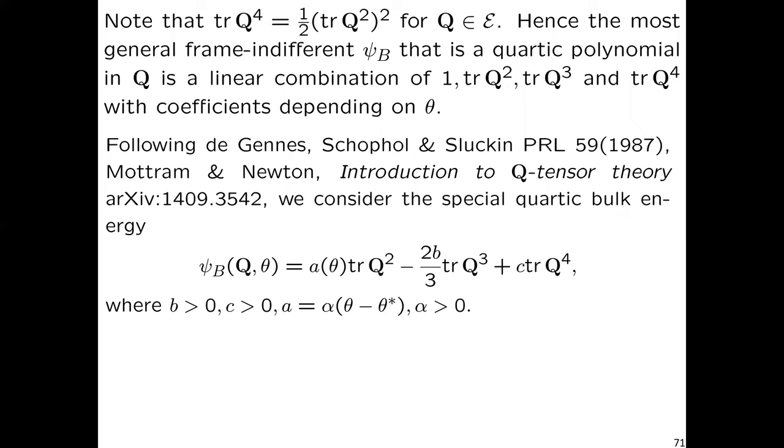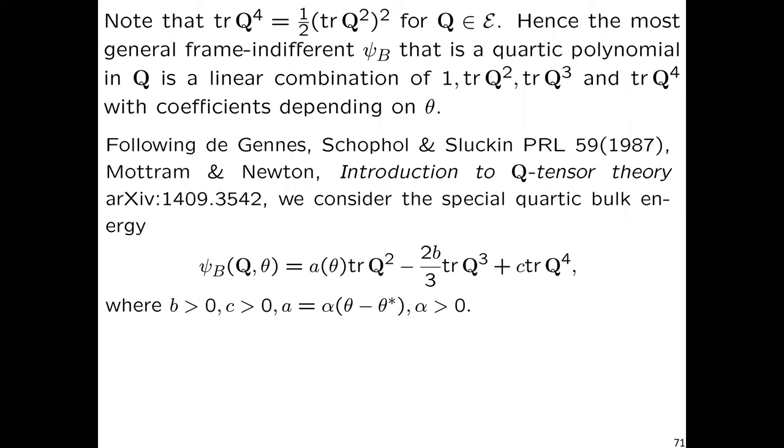It's a coefficient A of theta times trace Q squared, minus 2B over 3 trace Q cubed, plus C trace Q to the fourth, where we're going to assume that B and C are strictly positive, and that A is a linear function of the temperature theta. So it's alpha times theta minus theta star, where alpha is positive. So A will vanish at this temperature, theta star.